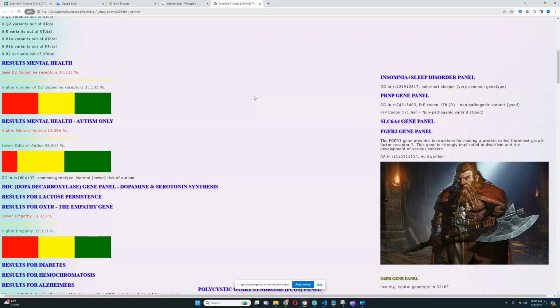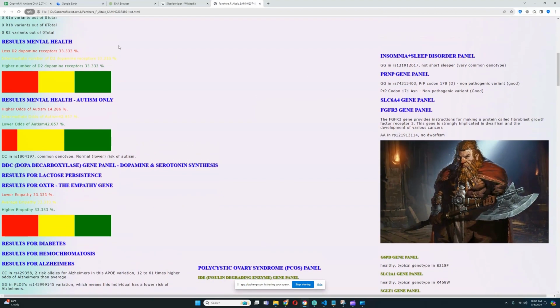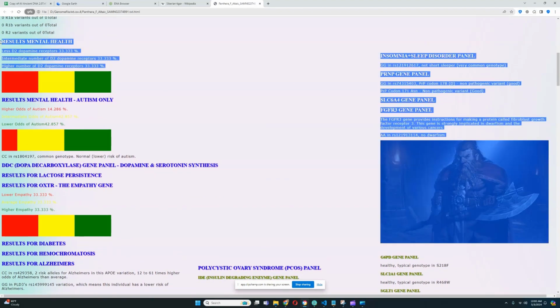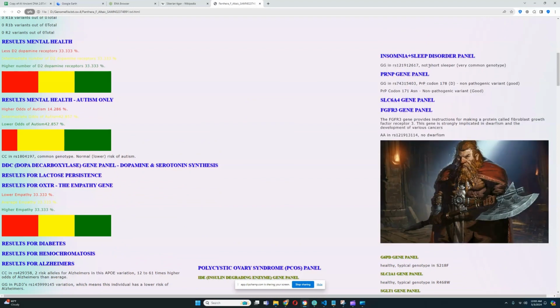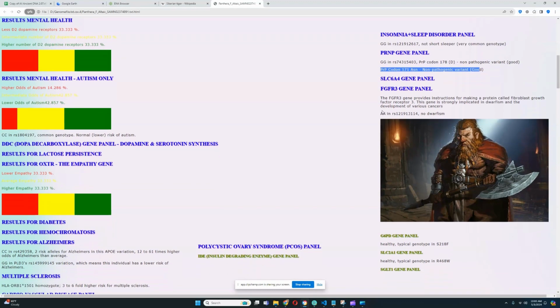And because of that, as you can see, it's a very empty result. There is nothing for mental health results whatsoever. There is literally nothing I can talk about in this result. Let's talk about stuff I can talk about. So this individual is not a short sleeper. Doesn't have any pathogenic variants in PRNP. Very good to see. No dwarfism.